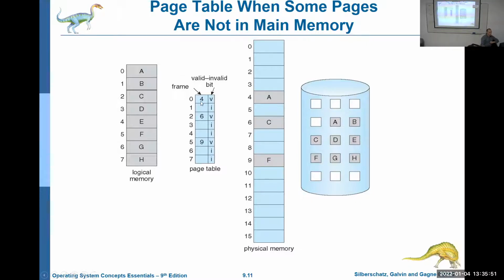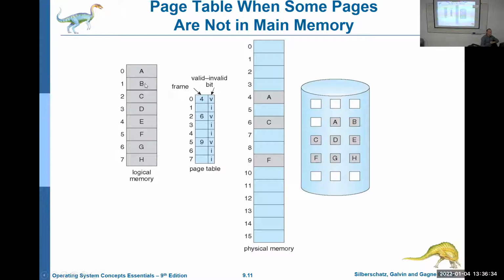And this tells me the frame. Remember we use the distinction between frame and page. Frame is when it's in physical memory. So frame 4, so page 0. Wait, let's look at this here. In the logical memory, page A is the page I want. If I want page A, I'm going to go to this page table, go to index 0, and I'm going to see 4. What does 4 mean? It means that's where I'm going to find A. There's A in memory at frame 4.